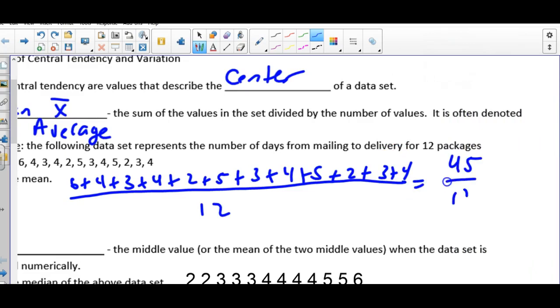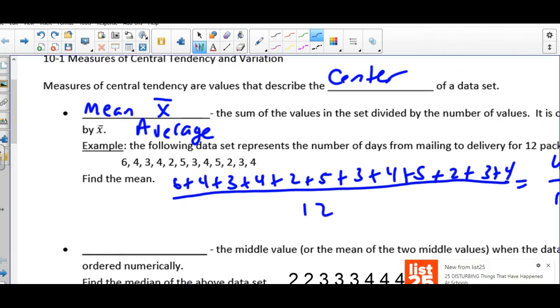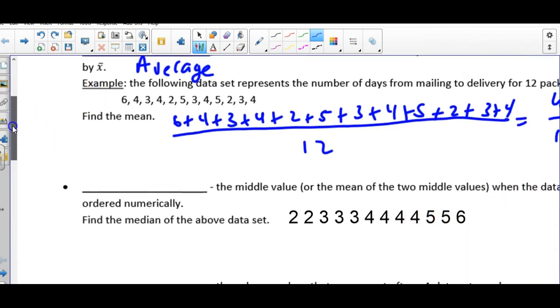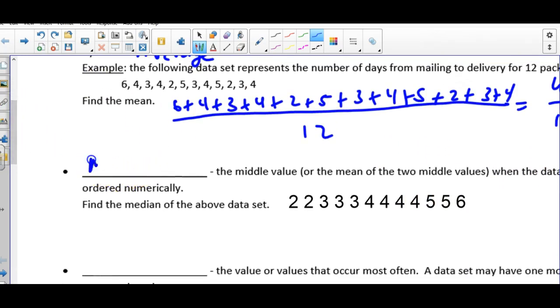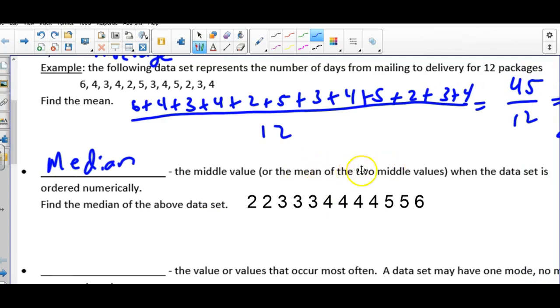At the bottom, of course, you have 12. When you simplify that, you have 3.75 days. The next blank down here is the median. The median is the middle value. If there is an even number of items in your set, then the median is the mean, the average, of the two middle values.